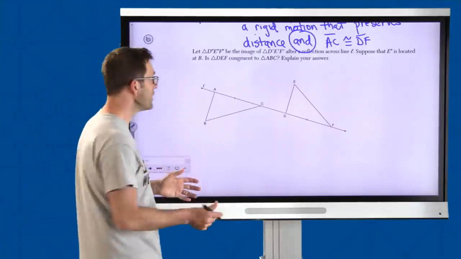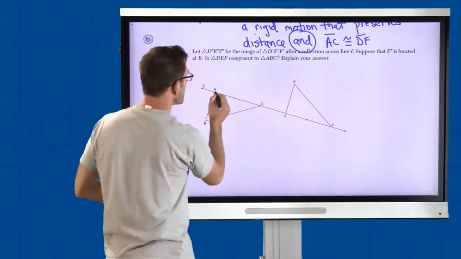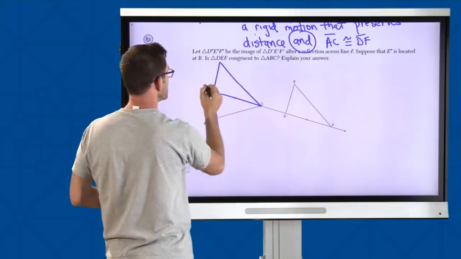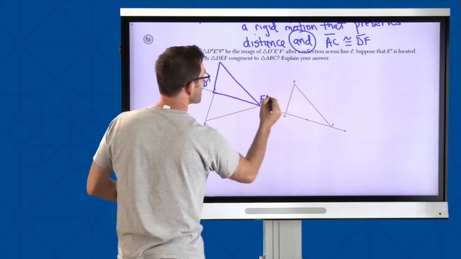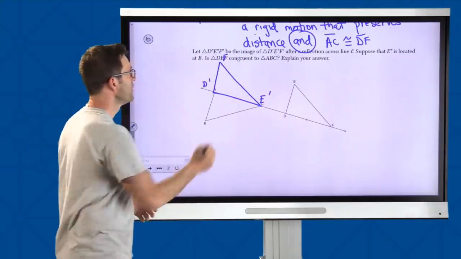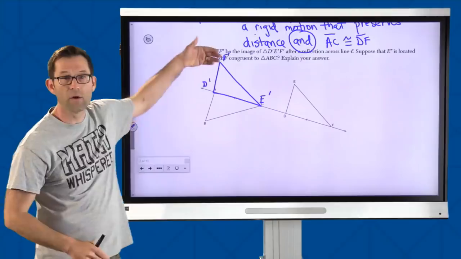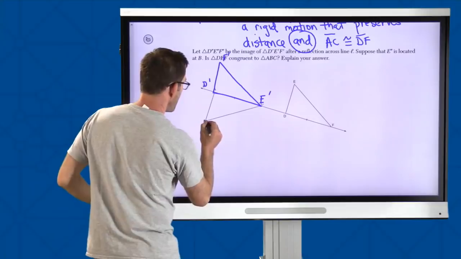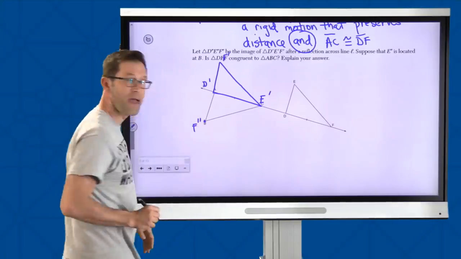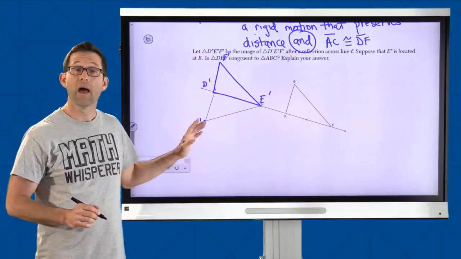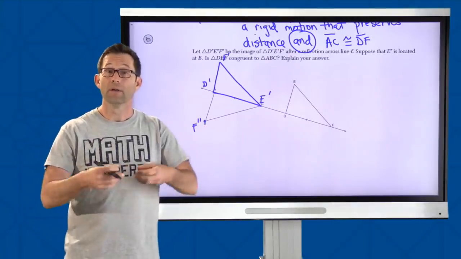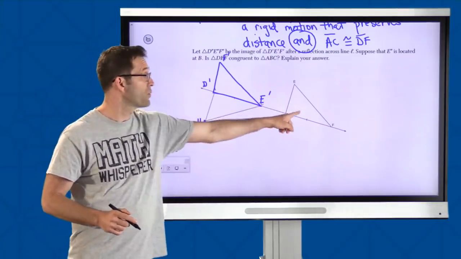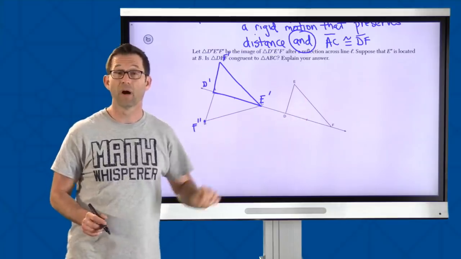The first thing we did was take this triangle in the first part of the problem and translate it like this, and it ended up having D' here, E' here, and F' here. They then said we're going to reflect this across line L such that F'' ends up down here at B. The question now is: is this new triangle, D'' E'' F'', congruent to the original triangle DEF?